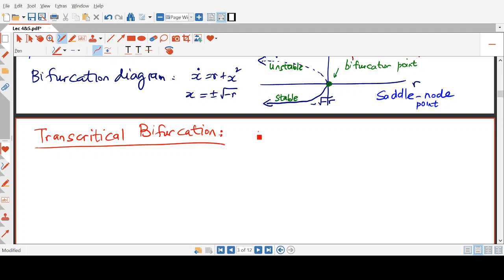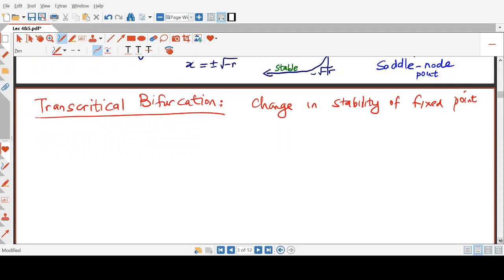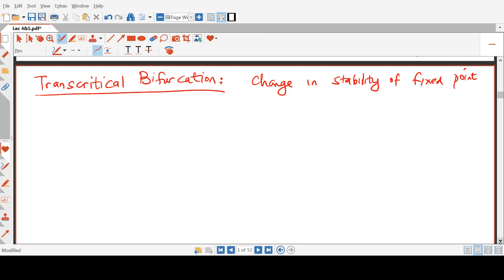It means here we'll have a change in stability of the fixed point. The previous one was about how the fixed point appeared and disappeared. So that was called a saddle point. Now we have where the stability, when one minute the thing is stable, when you consider a different parameter value, it can become unstable. The same point. That's what's going to happen.